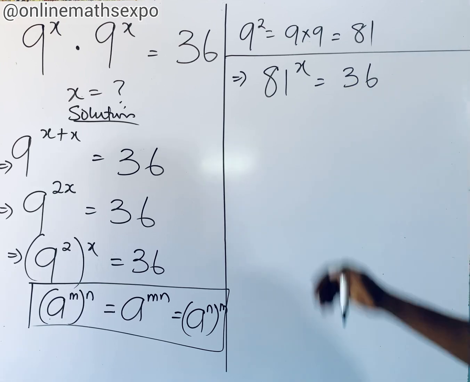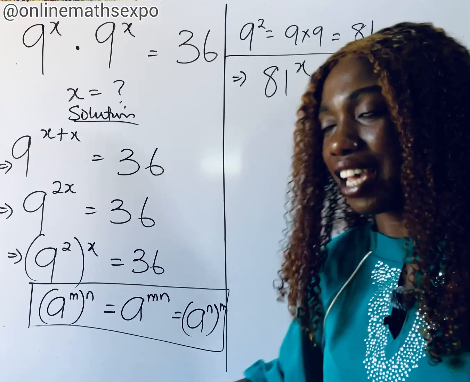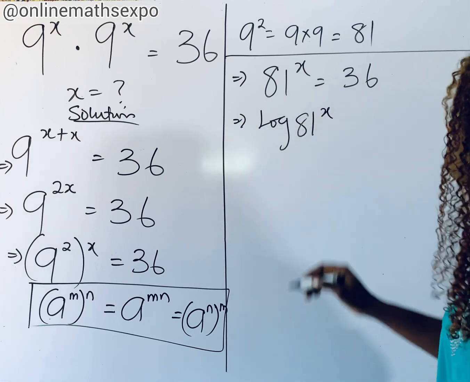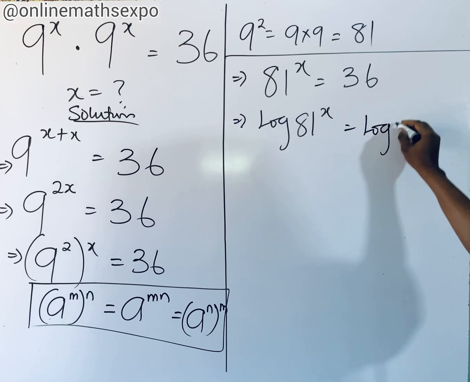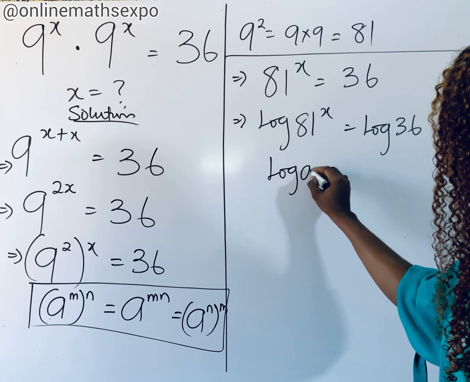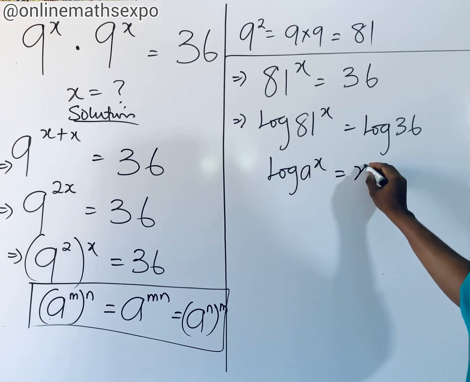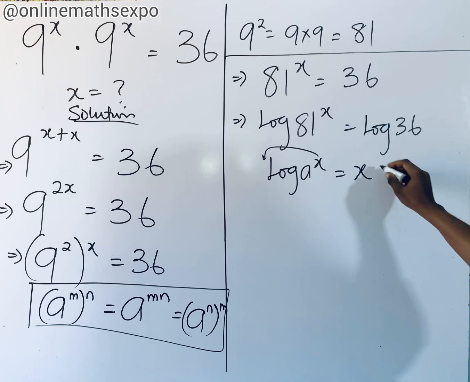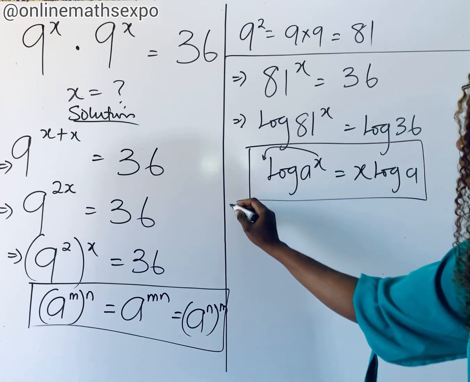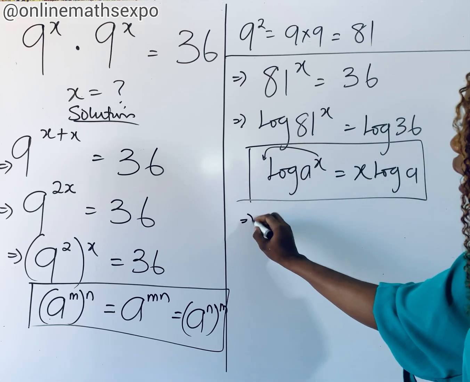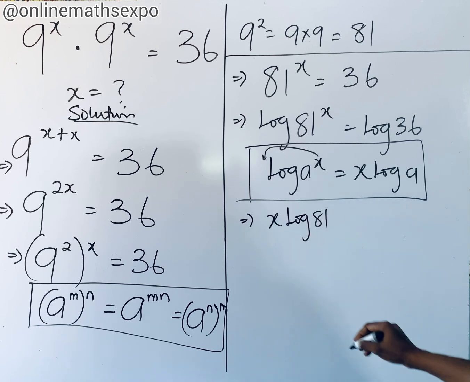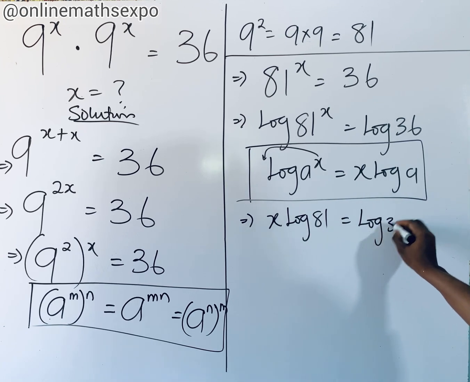Now, what do you do again to find x? Just take the log of both sides. So if you do that, you are going to have log of 81 to the x power is equal to log of 36. Now remember that for every log of a to the power of x, it is the same as x multiplied by log a. Applying it here, we have x log 81 is equal to log of 36.